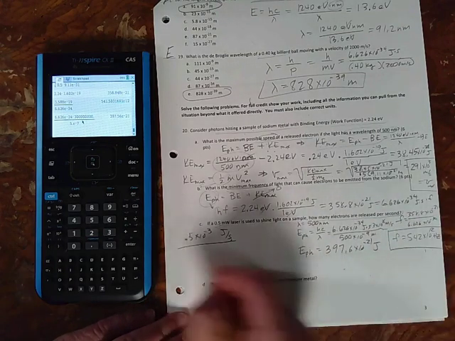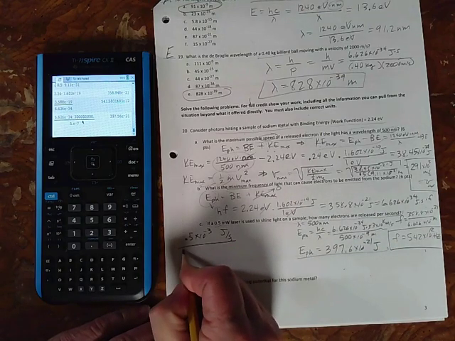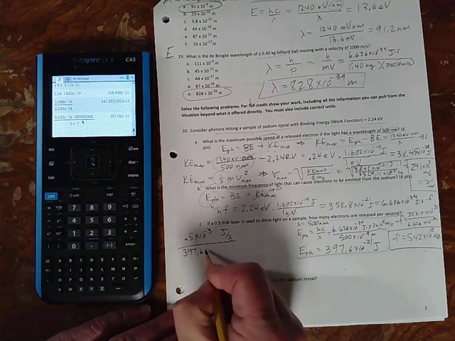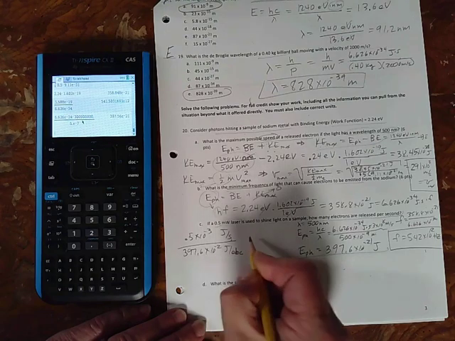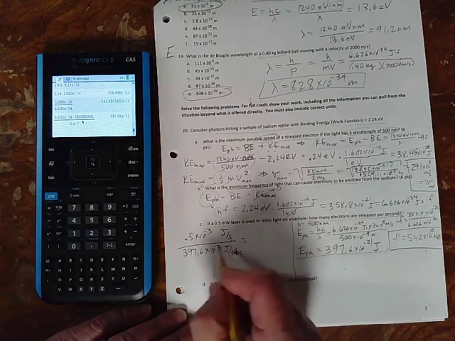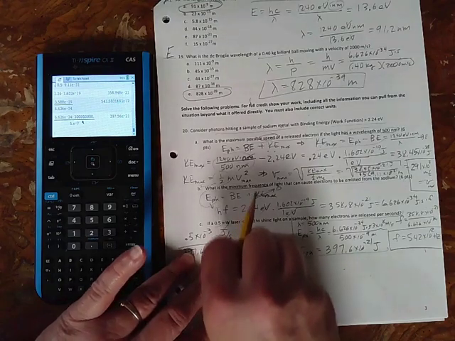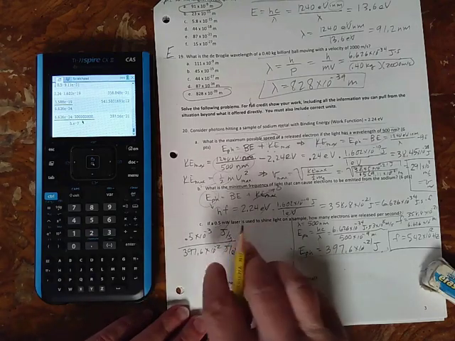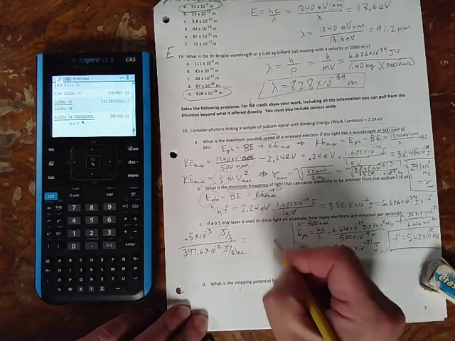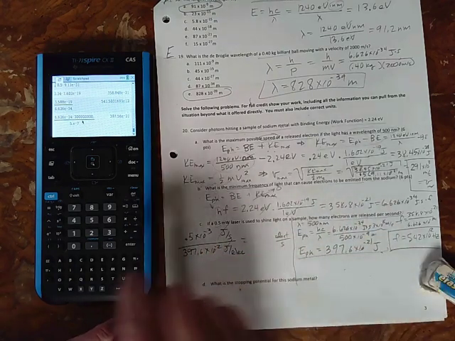Okay, and so that is how many joules we need for each electron. So let's just divide here by 397.6 times 10 to the negative 21 joules per electron. When we divide this, the joules are going to cancel, and we're going to have electrons. When we divide fractions, we flip over and multiply, so we'll end up with electrons per second.